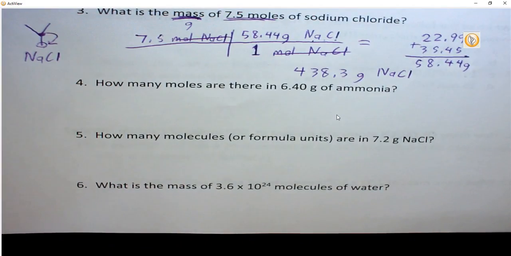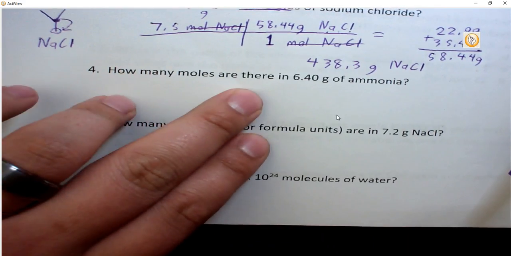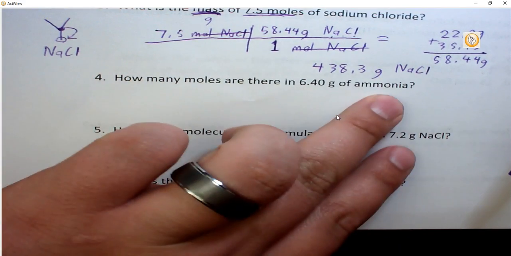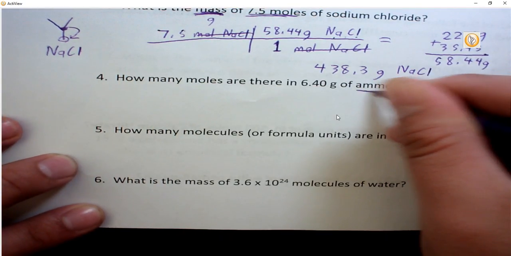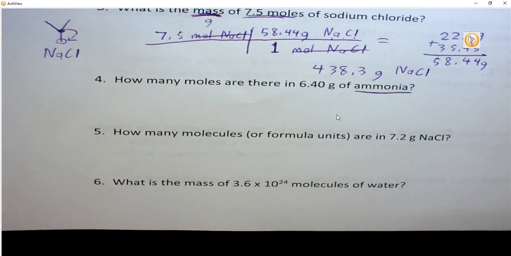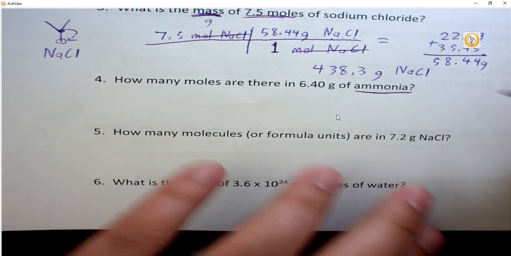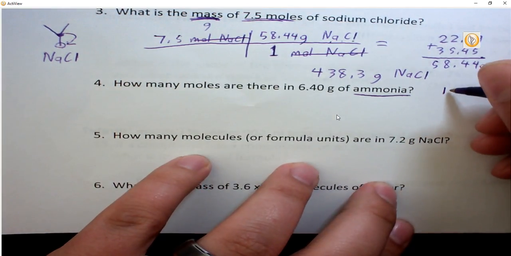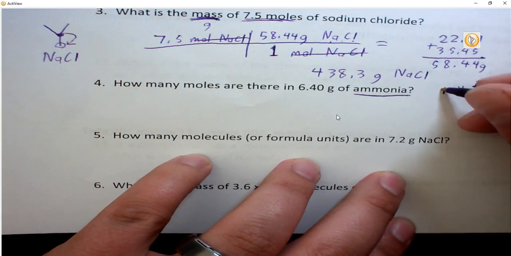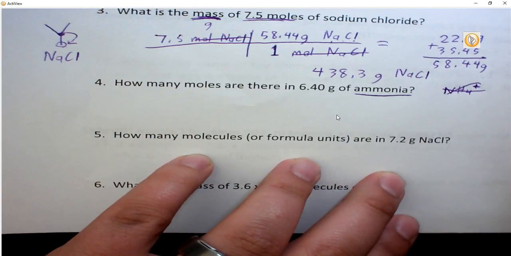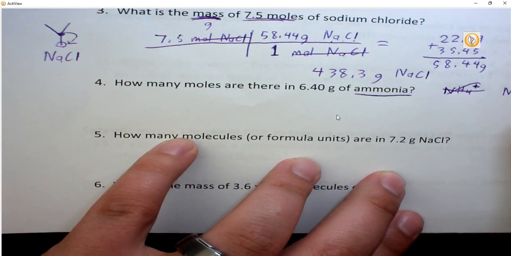Number 4. How many moles are there in 6.40 grams of ammonia? So another conversion question. Ammonia. First thing you got to know, guys, is what is the formula for ammonia. Now, it's not something that we've used a whole lot, but it should be something that you memorize. We have to be careful not to confuse that with ammonium, which on the back of our periodic table shows us we have NH4 with a positive charge. That's not what we're talking about here. For ammonia, you have to take away one of the hydrogens, and we get NH3, and there's no charge. So let's start off with that.